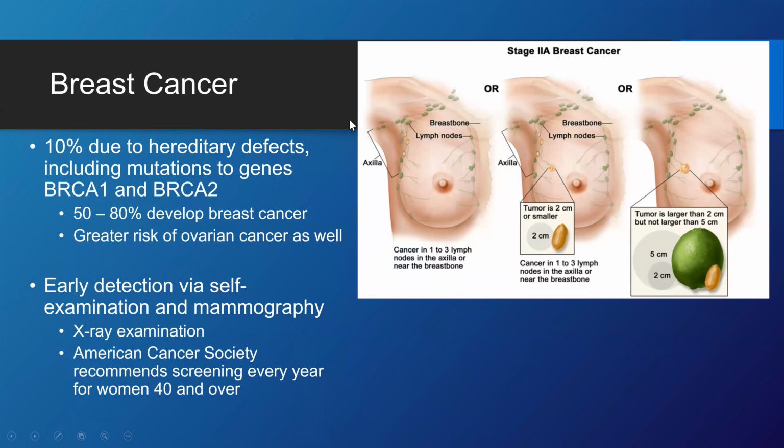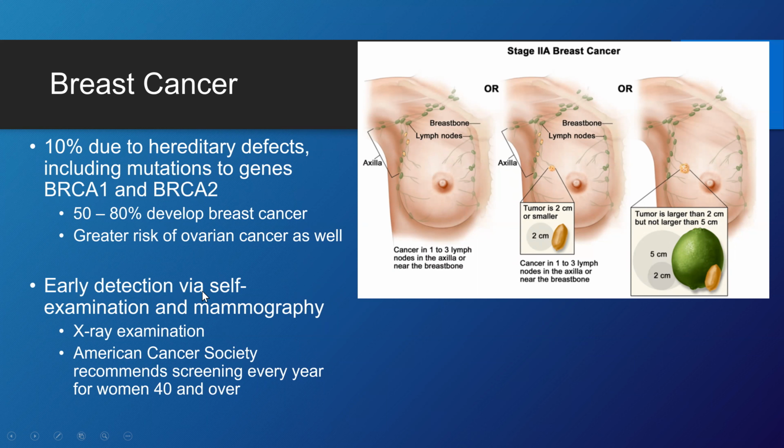Now, breast cancer. About 10% is due to hereditary defects, including mutations in the genes BRCA1 and BRCA2. 50 to 80 percent develop breast cancer if they have mutations in those genes, and have a greater risk for ovarian cancer as well. So if a female is suspected to have breast cancer, and if she has breast cancer, they will test her genetics and see if she has a mutation in the BRCA1 or BRCA2 gene, and the treatment will depend on whether they have a mutation or not as well.